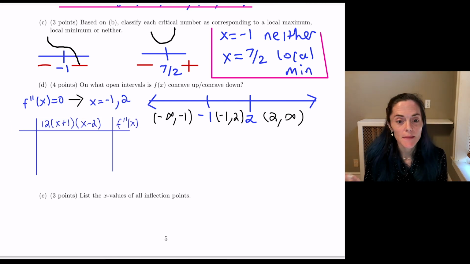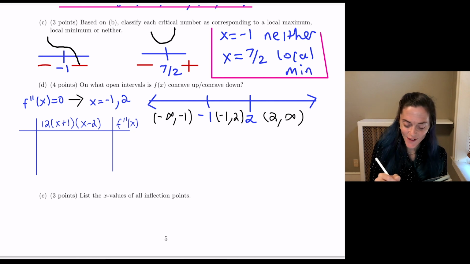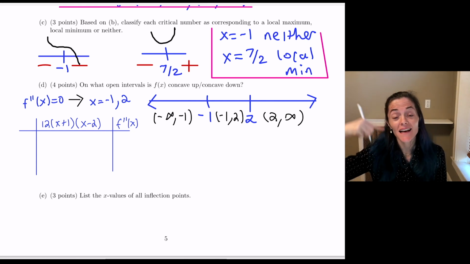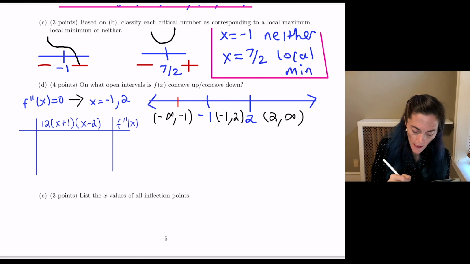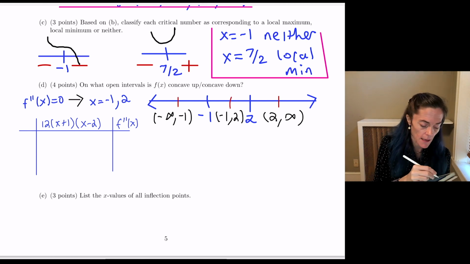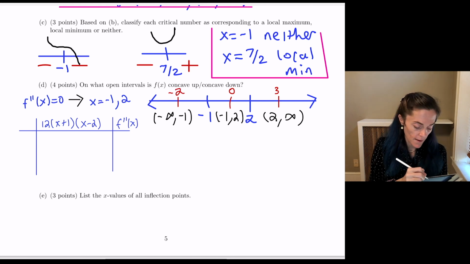I just move some things around, but we want to pick a point in each interval and test the sign of the second derivative. This is concavity here. So we pick: I can pick 3, I can pick 0, I can pick -2. Let's put them in our chart. We have -2, we have 0, we have 3.